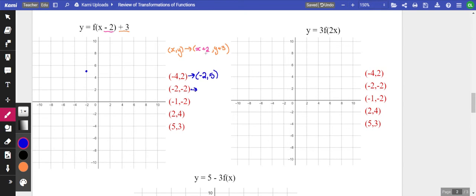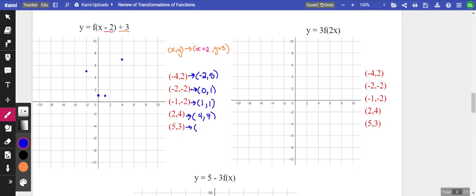What used to be negative 2, I'm adding 2, is now 0. What used to be negative 2, adding 3, is now going to be 1. I'm at 0, 1. Again, negative 1 plus 2 is 1. Negative 2 plus 3 is 1. 2 plus 2 is 4. 4 plus 3 is 7. So we want 4 and 7.